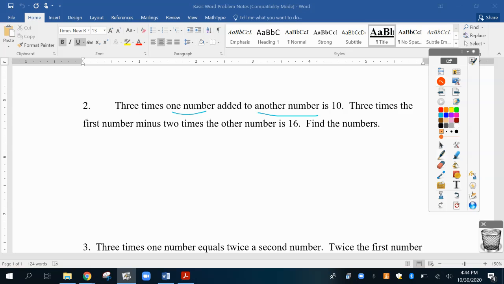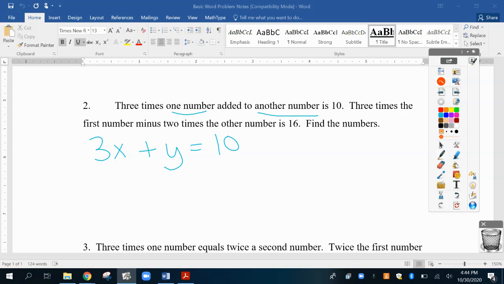So how would we write 3 times one number? We would write 3x added to another number, so plus another number, which is y, is 10. So again, new sentence means a new equation.